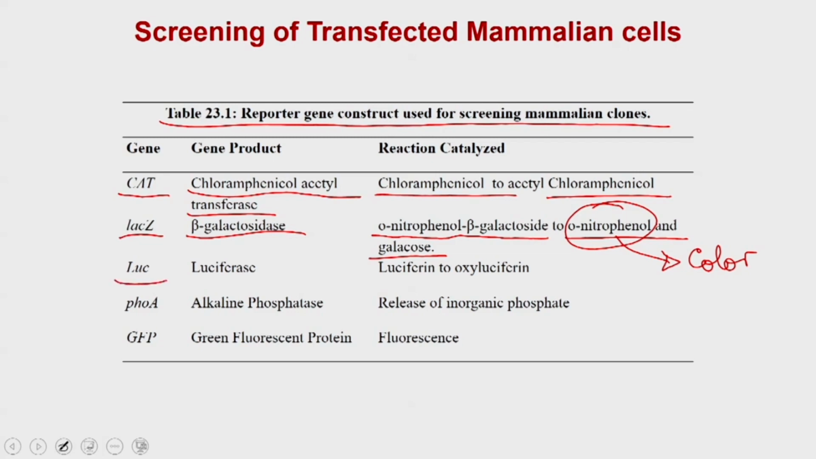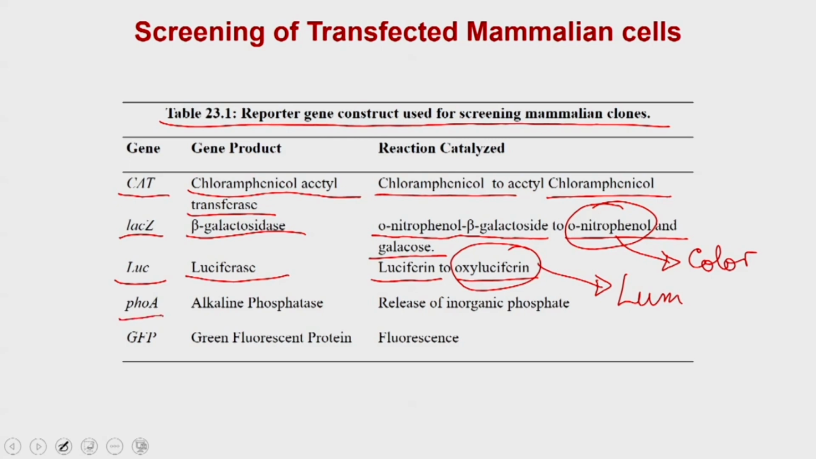Similarly, you have the luc gene which is going to produce luciferase, and the luciferase enzyme is going to convert luciferin to oxyluciferin, and the oxyluciferin is going to give you luminescence, and the luminescence can be measured in a luminometer.